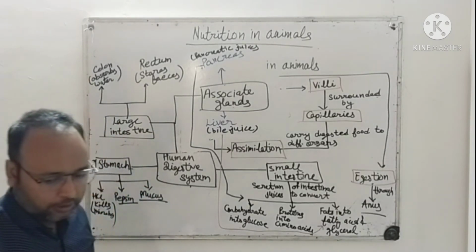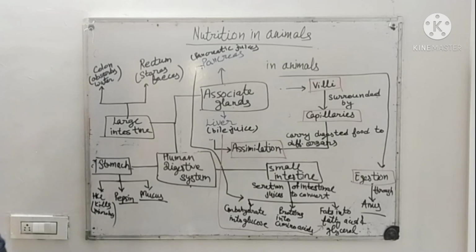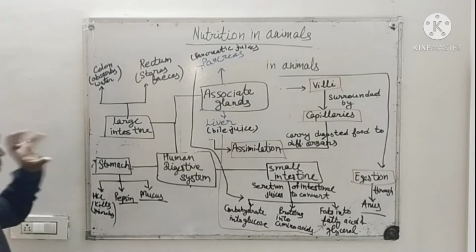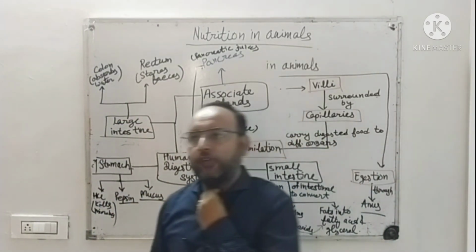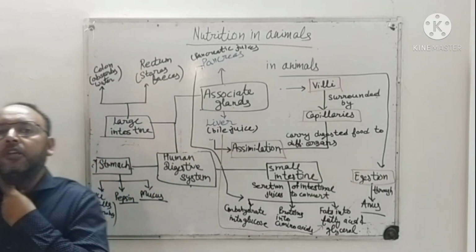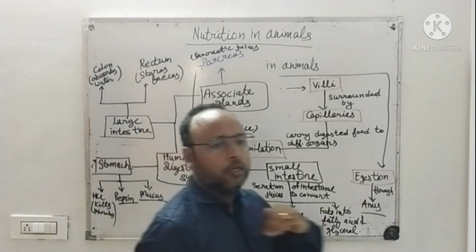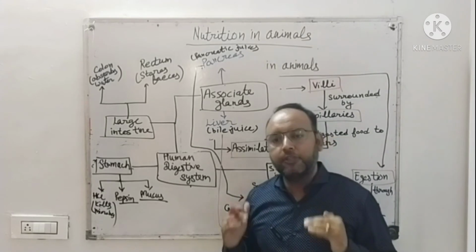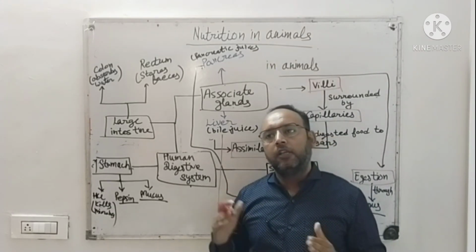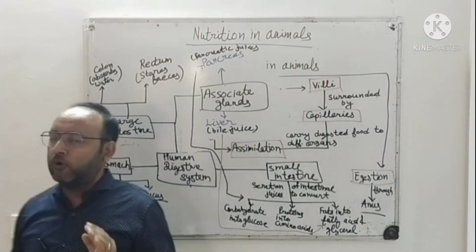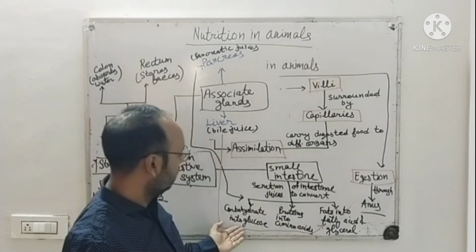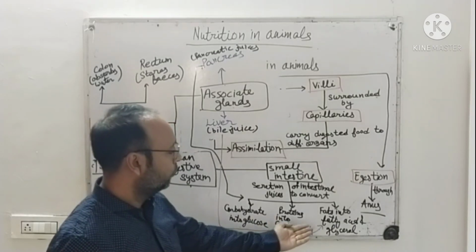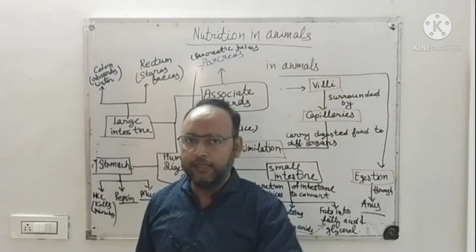Let me repeat again. In the human digestive system, first was the buccal cavity. The buccal cavity consists of teeth, tongue and salivary glands. Then the esophagus: peristalsis movements help the food to go inside the stomach. In the stomach we have pepsin, mucus and hydrochloric acid. Then the small intestine, with intestinal juices, which convert carbohydrates into glucose, proteins into amino acids, and fats into fatty acids and glycerol.